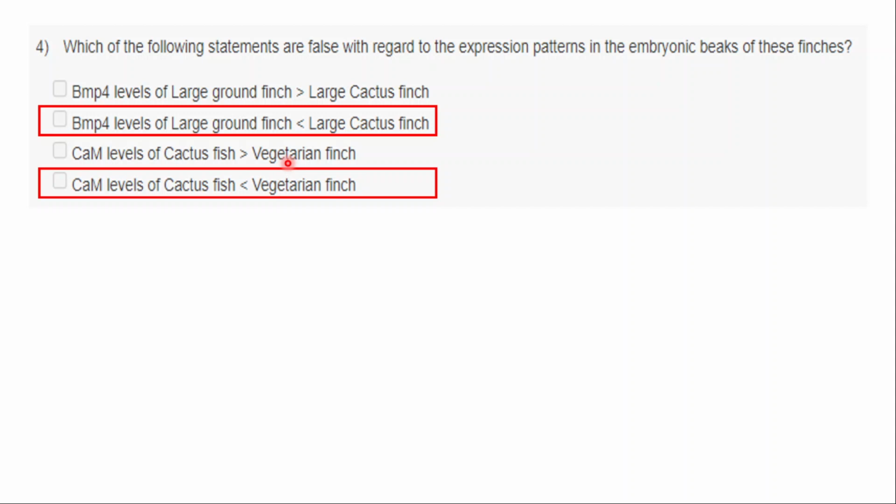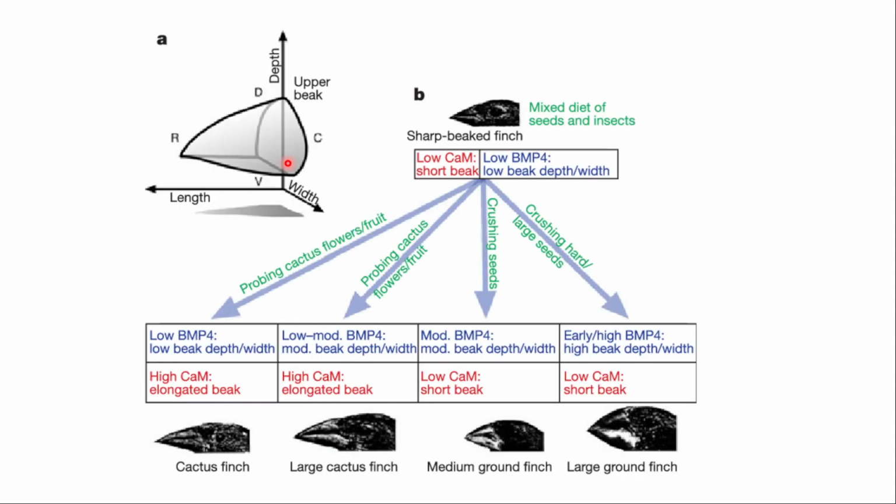But option 4 is a wrong answer. Option 4 is false. Option 3 is the correct answer: CAM levels of cactus finch greater than vegetarian finch. So let us review the levels of BMP and CAM and their role in Darwin finches.